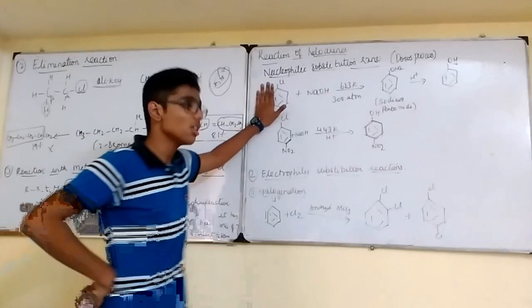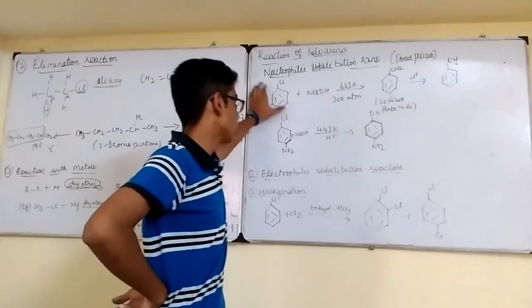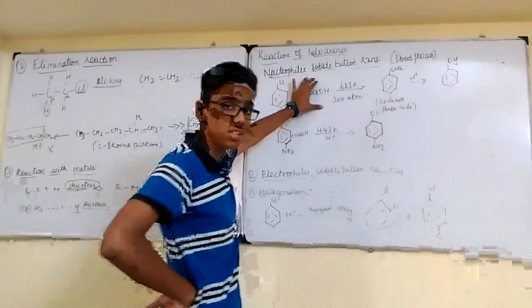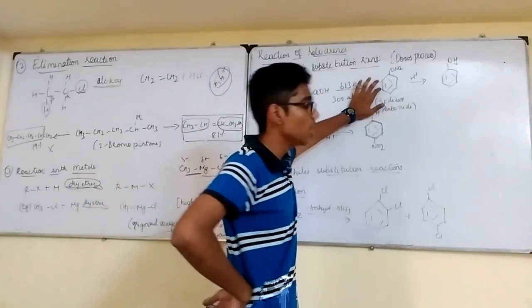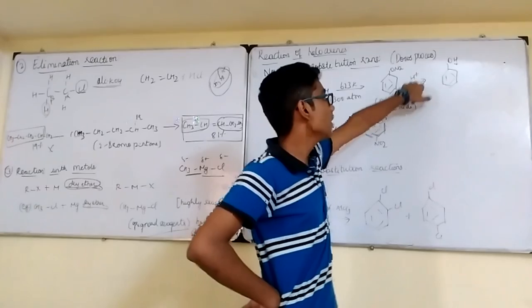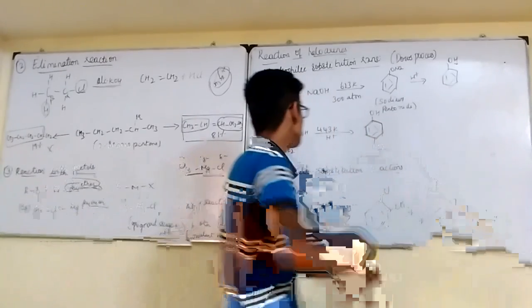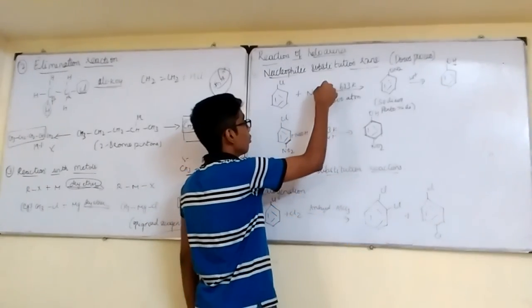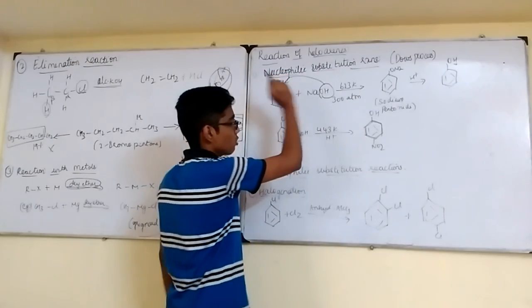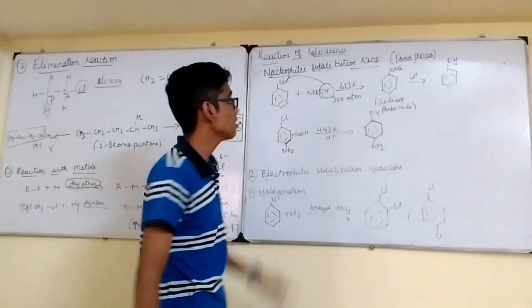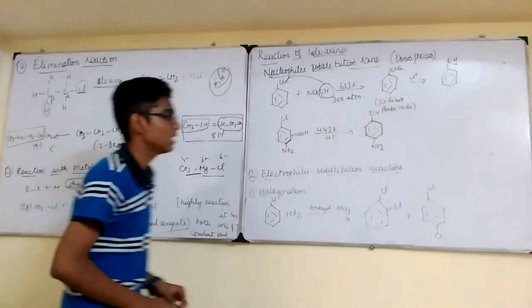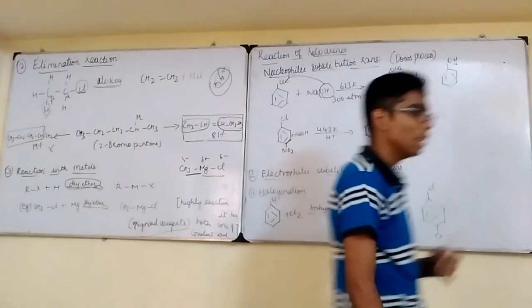So, Dow's process is a nucleophilic substitution reaction. Chlorobenzene on treating with sodium hydroxide in presence of 673 Kelvin and 300 atmospheric pressure will give you sodium phenoxide. This on treating with H+, you will get phenol. So, this OH will act as a nucleophile to go and try to abstract this chlorine to remove. This is Dow's process.